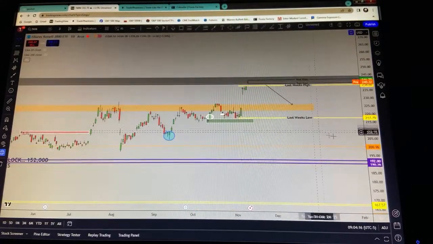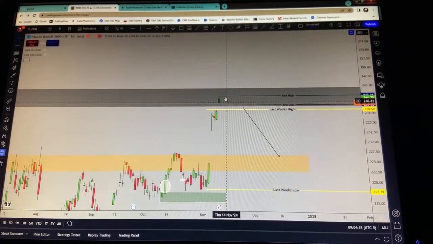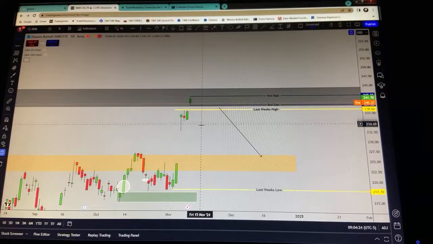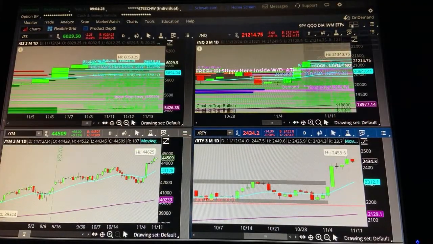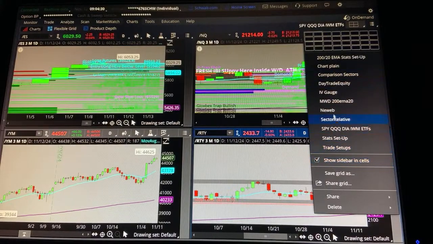Okay, today I'll just make a note here. Well, not quite, but if we were to gap down below this, it would be what's called an island gap. But we're not developing that just yet. All right, let me try to get to futures here. I'll go to the darker background here so y'all can see. Map out some Globex trap levels.